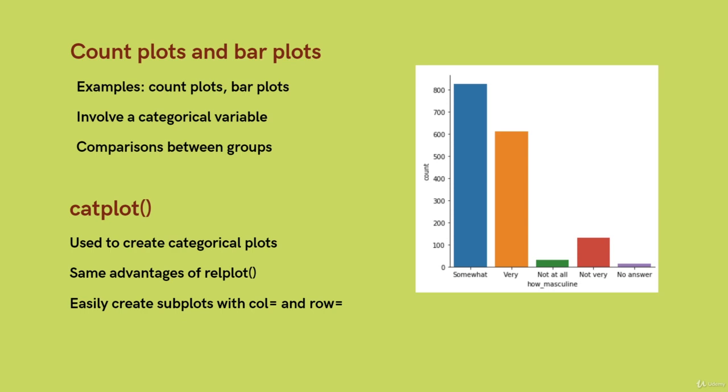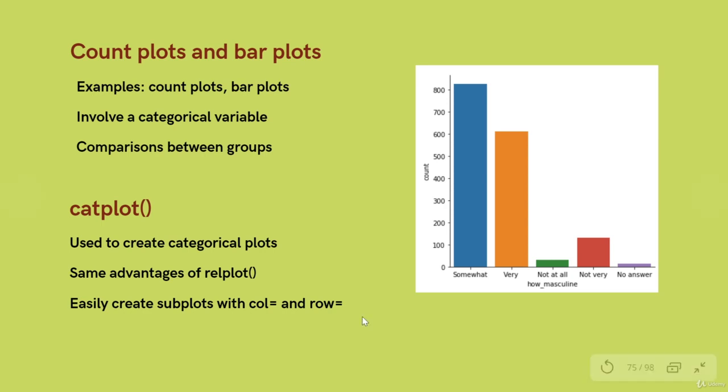But here, the way we are using REL plot, there is another universal function available with the Seaborn library, which is the catplot. Catplot can be used to create any type of categorical plot. So it will render you the same advantages of the REL plot which we have discussed above. Because one of the biggest advantages of REL plot or the cat plot which we are discussing now is that it's very easy to create subplots with the help of the column and the row function. This was a little difficult with the matplotlib library.